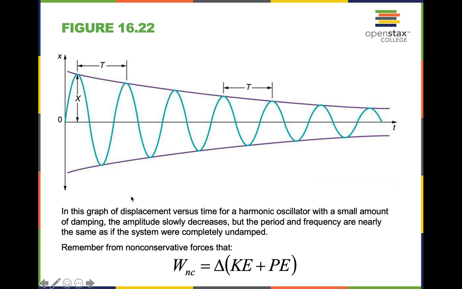In this graph, we have displacement versus time for a harmonic oscillator with a small amount of damping. The amplitude slowly decreases, but the period and the frequency nearly stay the same as if the system were completely undamped. So for non-conservative forces, we remember that work non-conserved is equal to the change in total energy, kinetic energy plus potential energy. So here we see that the waves get smaller and smaller, but the period between amplitude peaks, even if you were measuring from here to here, stays the same.